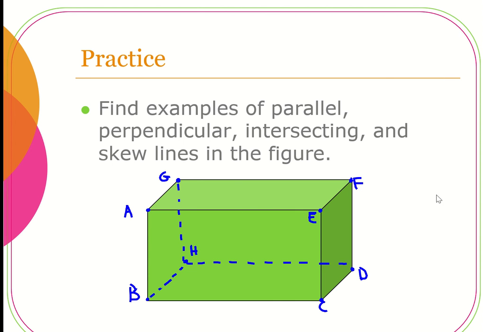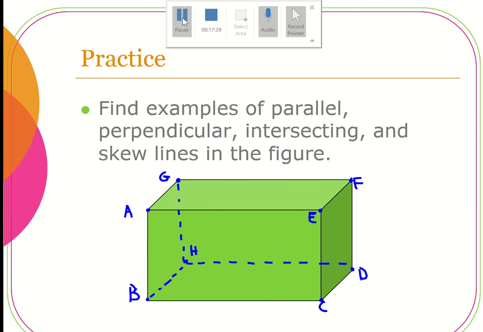So find examples of parallel, perpendicular, intersecting, and skew lines. I just gave you an example of a skew line, BC and GF. There's more, so you can come up with them on your own. Pause the video now if you haven't done so already.